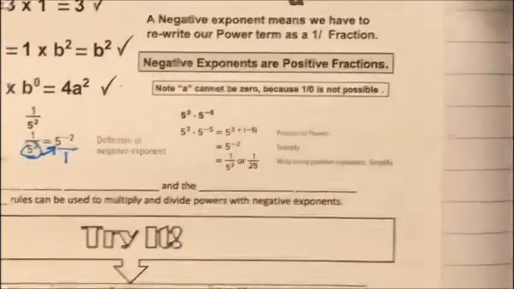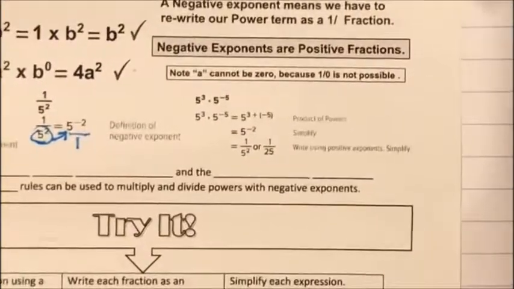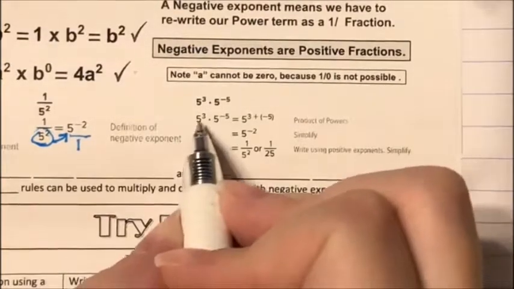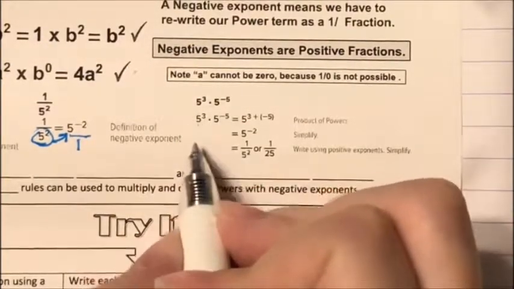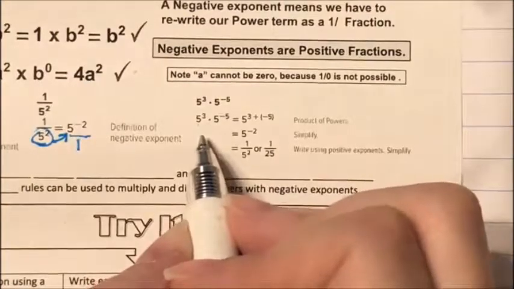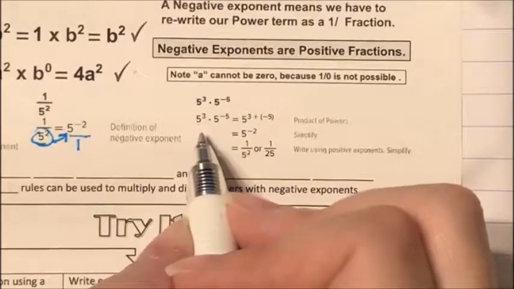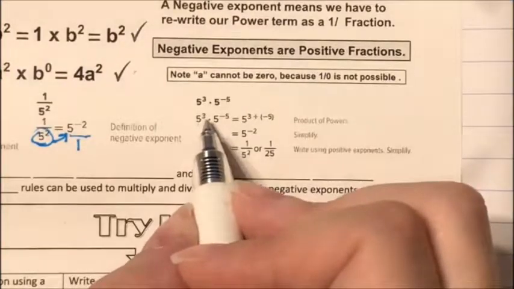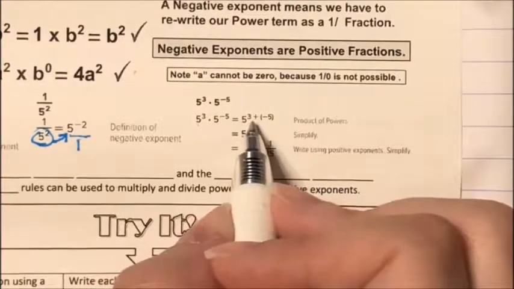Looking at my next one, it says 5 cubed times 5 to the negative fifth. I want to write this so it has no negative exponents. 5 to the third is fine. It can stay up there. But remember from last lesson when we can just add these, because I'm multiplying them.